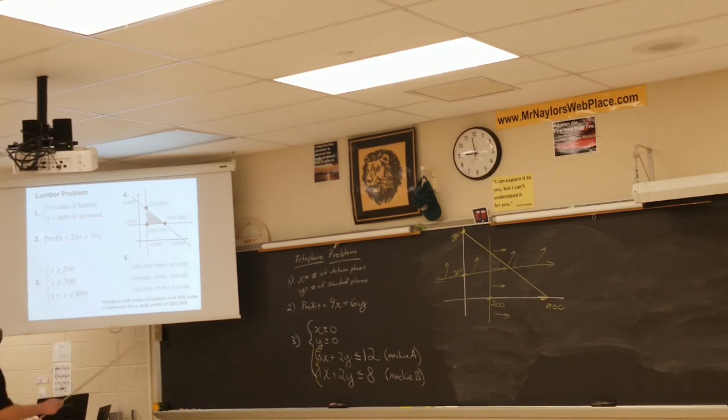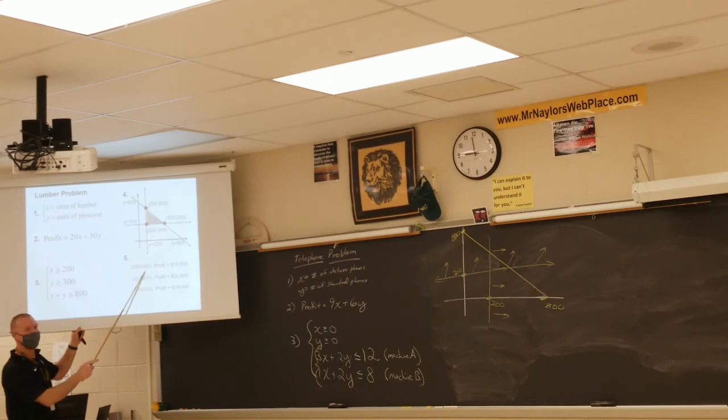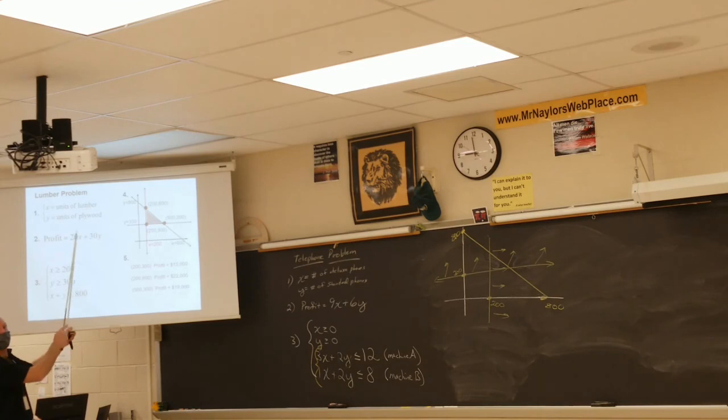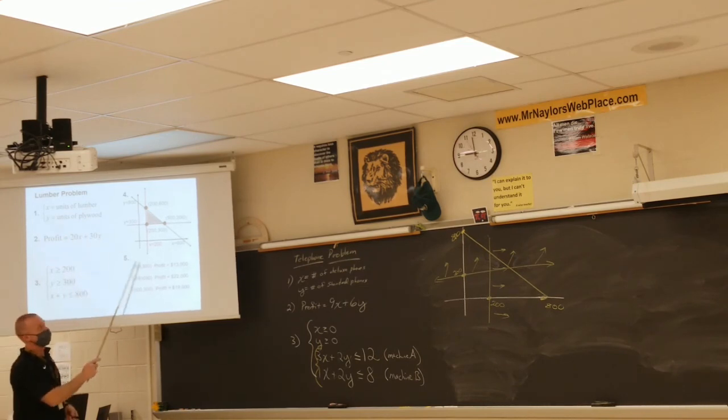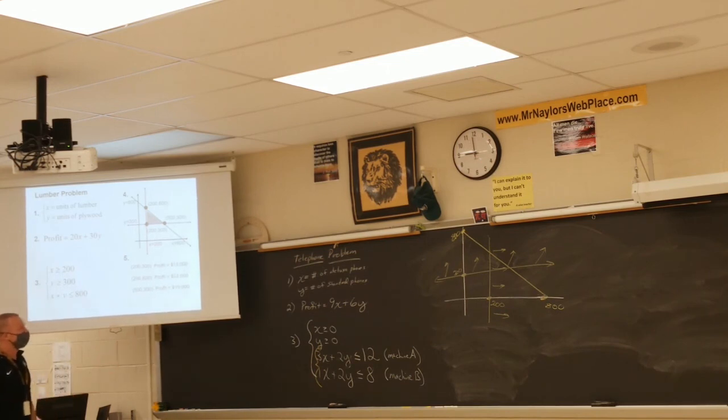All you have to do is take those corner points and plug them in. It's probably going to require a calculator, but just out of time, I plugged in 200 and 300. I plugged that in to my profit equation. Okay, so I obviously end up with 3 profits, but we're looking for the maximum profit.